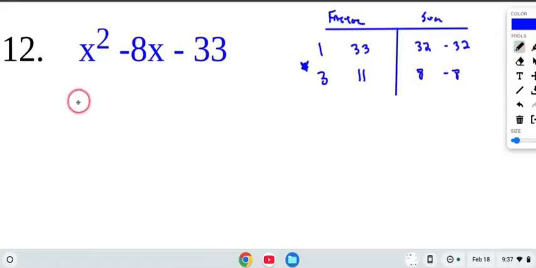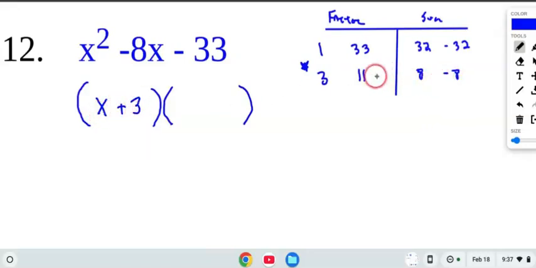So when you write your factors, you make sure you do it correctly. You would write it like this. This is where you get partial credit. The first one has to be x plus 3, and then for this to be negative 8, this would have to be negative 11: x minus 11. Hopefully this makes sense.